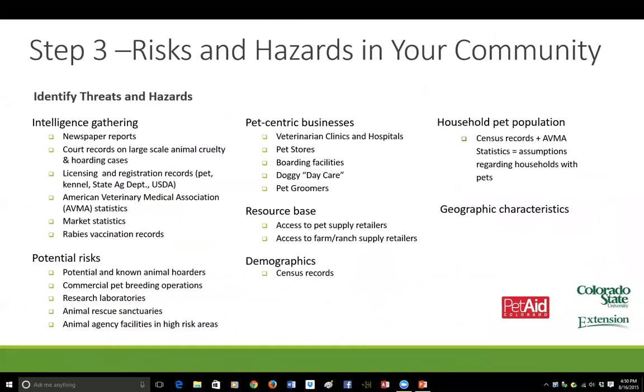Research where you have concentrations of animals that might be vulnerable, like animal boarding businesses, breeding facilities, or large-scale hoarding situations. Determine what your overall pet population is for your community. Do you need to plan for 200 animals or do you need to plan for 2,000 animals?